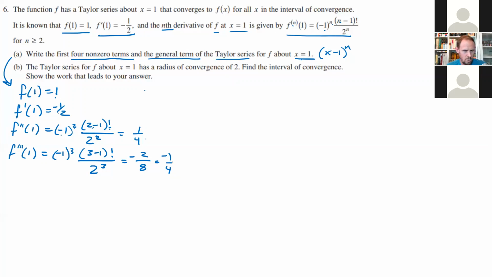So our first term is just 1. Our second term is minus 1/2 times x minus 1 to the first over 1 factorial. Next, we've got plus 1/4 times x minus 1 squared over 2 factorial. And then we've got minus 1/4 times x minus 1 cubed over 3 factorial.